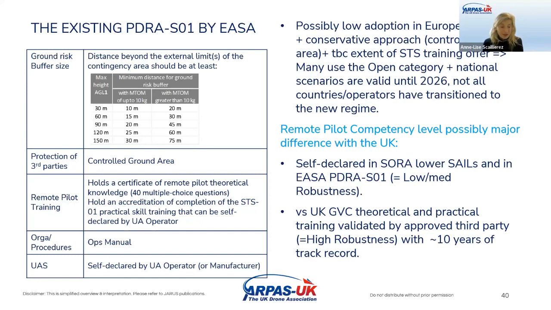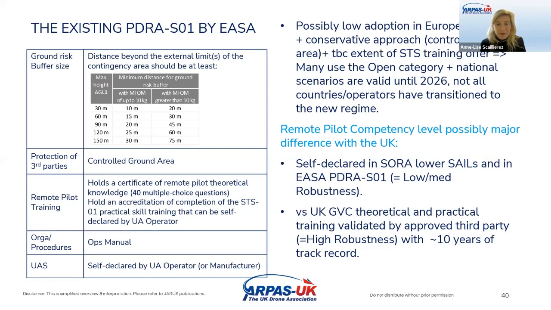The other point is that in a number of countries in EASA, there are some national scenarios, and they are still applicable until 2026. So those countries, like the UK, where there is already a population of operators in the specific category, are already trained under a national syllabus, operating under the national PDRAs. They have not migrated yet to the new formula because they don't need to do it until 2026. That is essentially covering most of the topics I wanted to discuss.